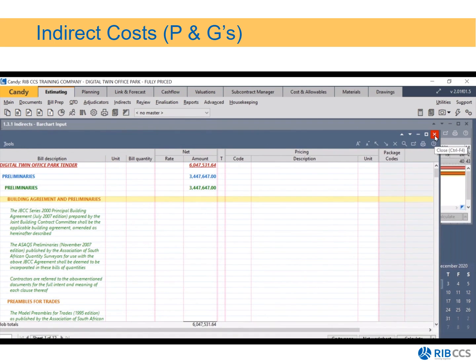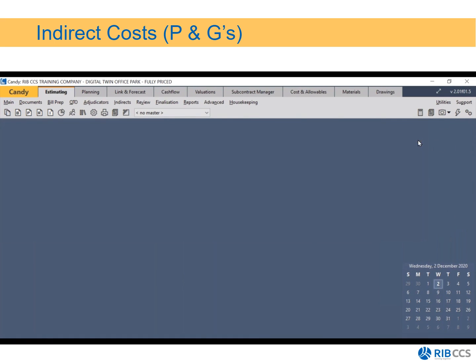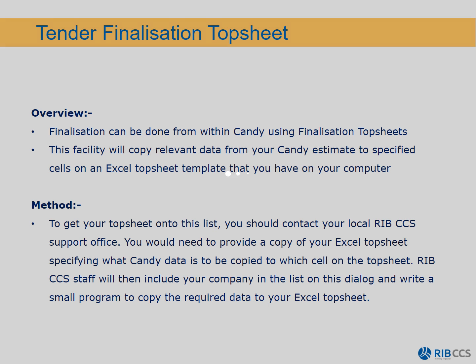Now that we've passed the job and we're happy with everything, we've obviously gone and done our confidence check to make sure that we don't have any plug items, split items. We are now able to do our tender finalization top sheet. So before we continue, what is a tender finalization top sheet?